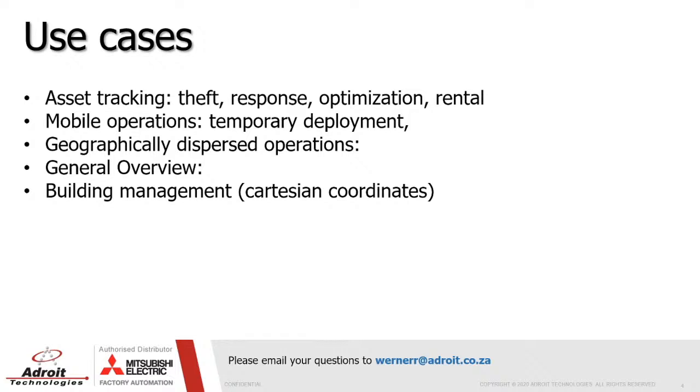Lastly, Adroit's GIS provides the option of Cartesian coordinates, that is XY instead of latitude and longitude, which allows you to get the same benefits as above, just on a smaller scale, like inside a building or perhaps inside a mine shaft where GPS locations are more or less irrelevant.